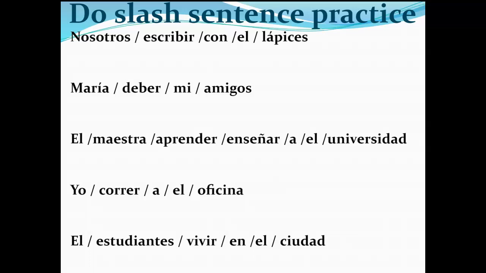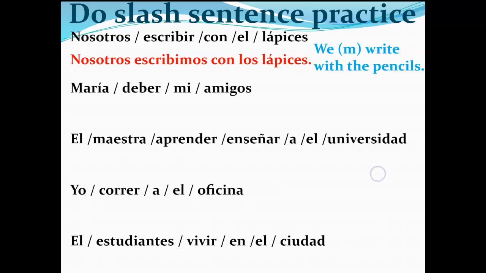You can pause this because I'm going to go along a little bit quicker, but see if you can do it before you reveal the answers. So pause in between each one. All right, so nosotros stays the same. It's an IR verb, so it's escribimos. Con stays the same. El does not match lápices because that's masculine and plural, so los lápices, okay? We, masculine, write with the pencils.